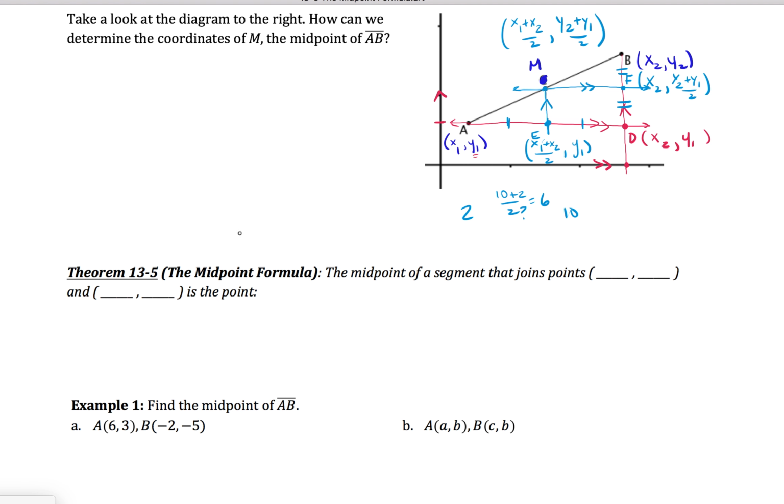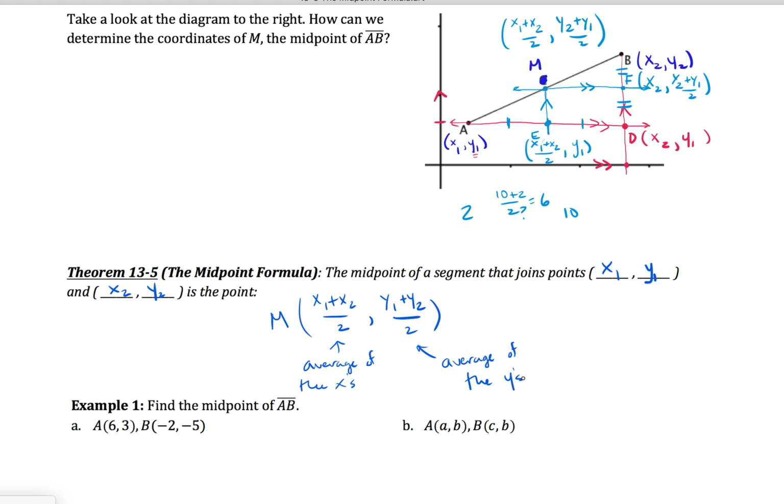13-5 is the midpoint formula. It says the midpoint of a segment that joins points (x1, y1) and (x2, y2) will be the point located at ((x1 + x2) divided by 2, (y1 + y2) divided by 2). Another way of saying it is that this one is the average of the x's, and this is the average of the y's.